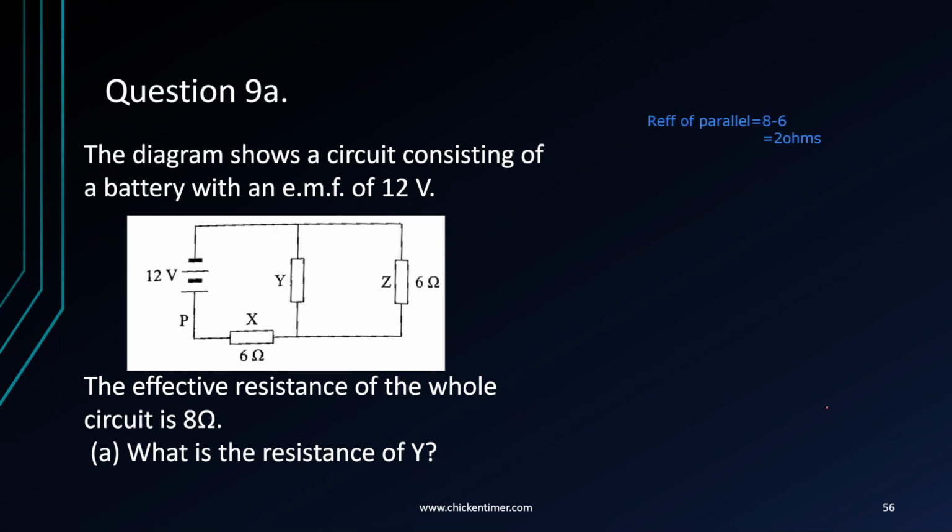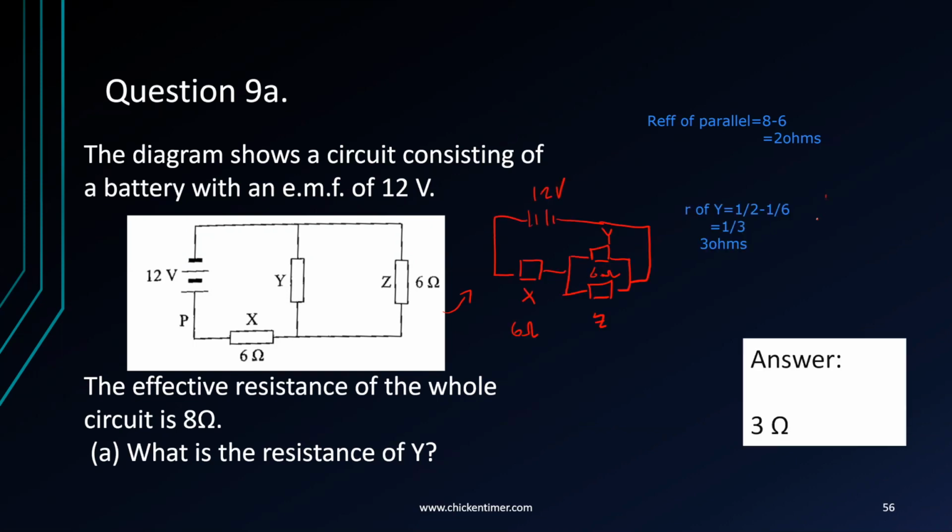R effective of the parallel is 8 minus 6. Where did that come from? Because the X is 6 ohms. The effective resistance of the whole circuit is 8. Yes. Okay, then what's Y? What's the resistance of Y? So this can be redrawn into X, 3 ohms. So you are doing 1 over 2 equals 1 over Ry plus 1 over 6, right?